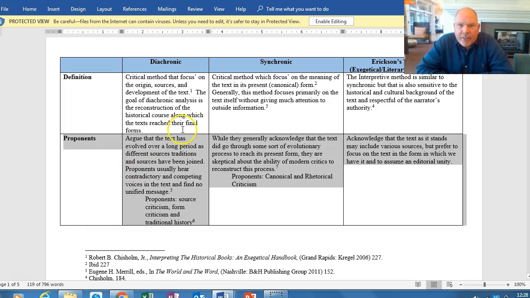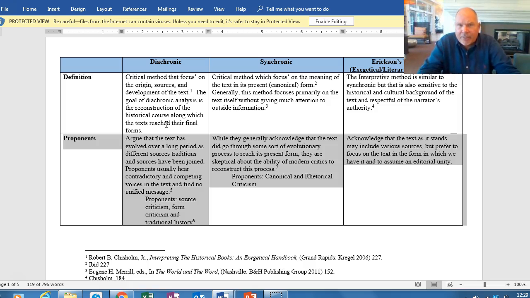So when you look at diachronic, Joyce puts first a definition where she says critical method that focuses on the origin, source, and development of the text. The goal of diachronic analysis is the reconstruction of the historical course along which the text reached their final forms. So when we look at this type of analysis, diachronic and synchronic, we're really looking at the text. Diachronic, across time, is trying to understand how we got from the original author to our current canon. What happened and what is involved in the text between those 2 points.